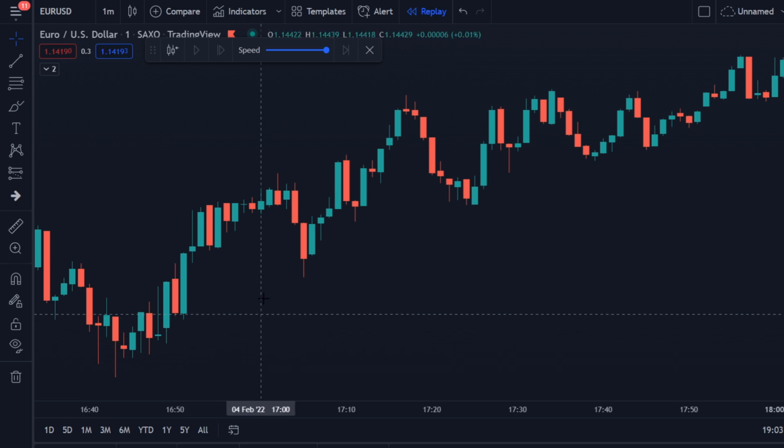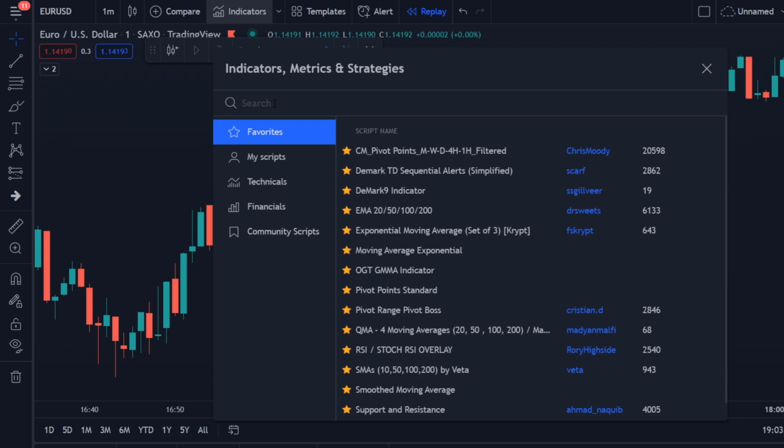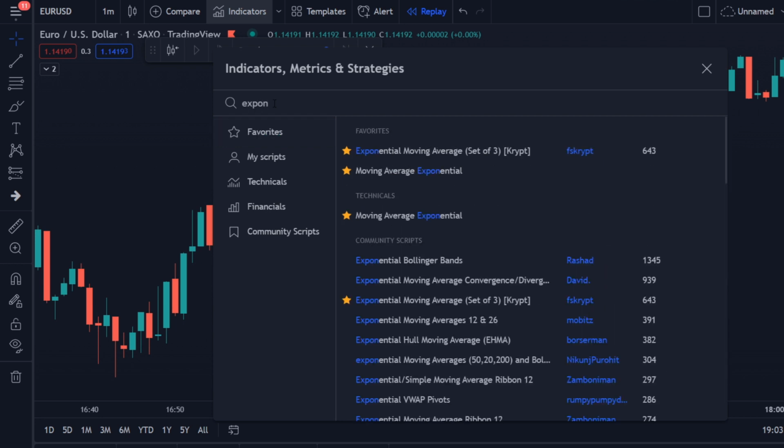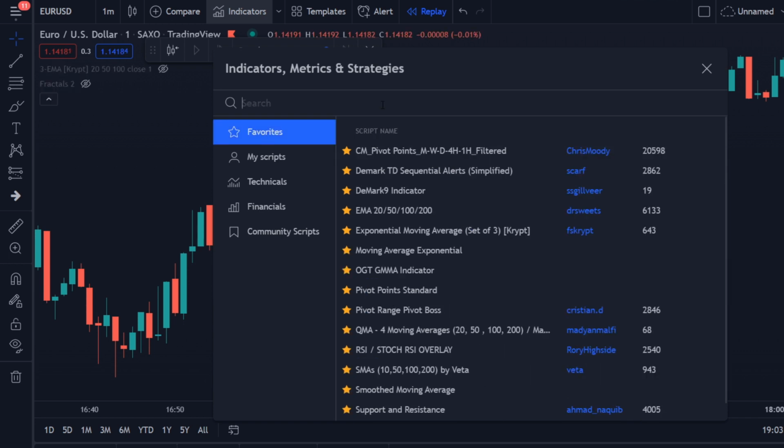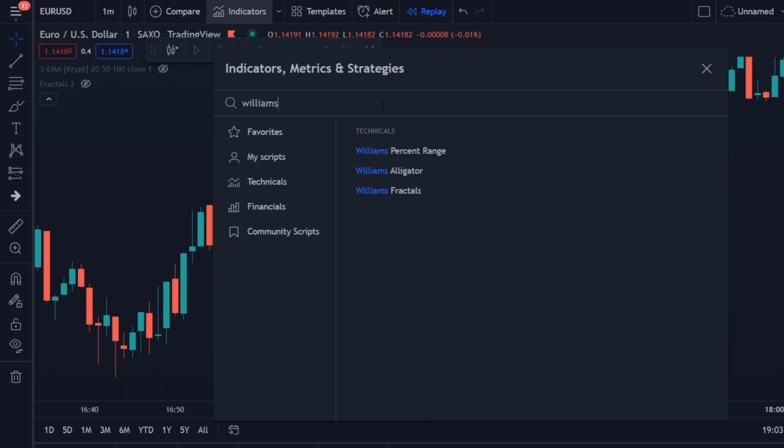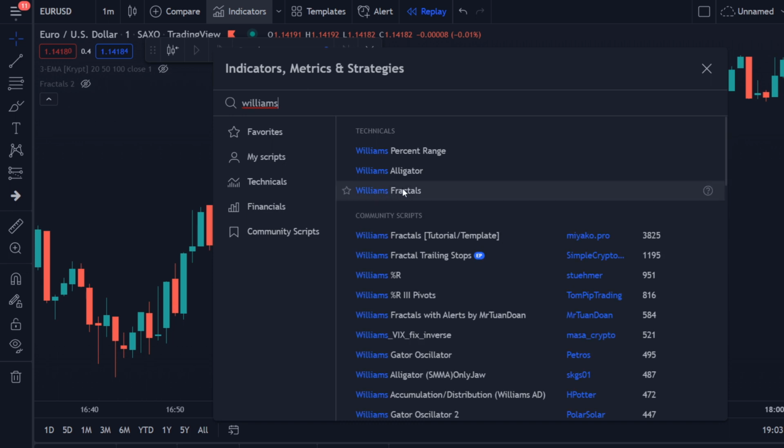Alright, let's start with the strategy. Over here we have the 1 minute time frame on the Euro USD instrument. So we click on indicators and we are looking for exponential moving average set of 3 by FS script, and we also use the Williams fractals, so I click on that as well.